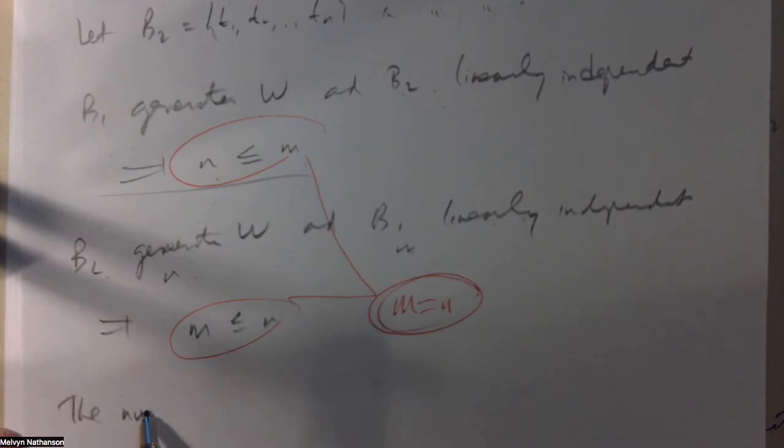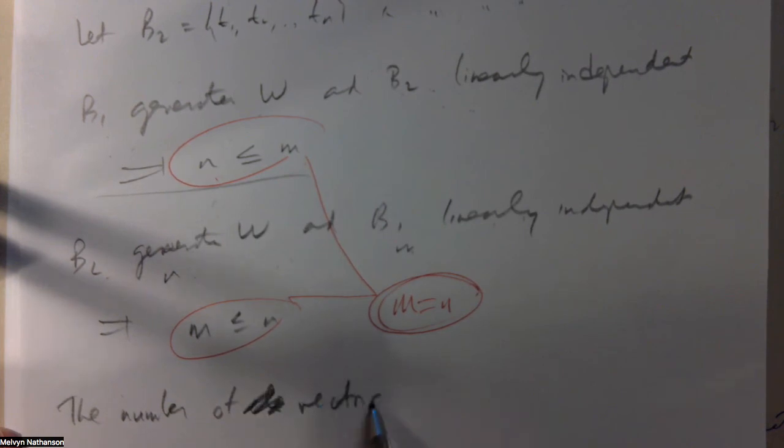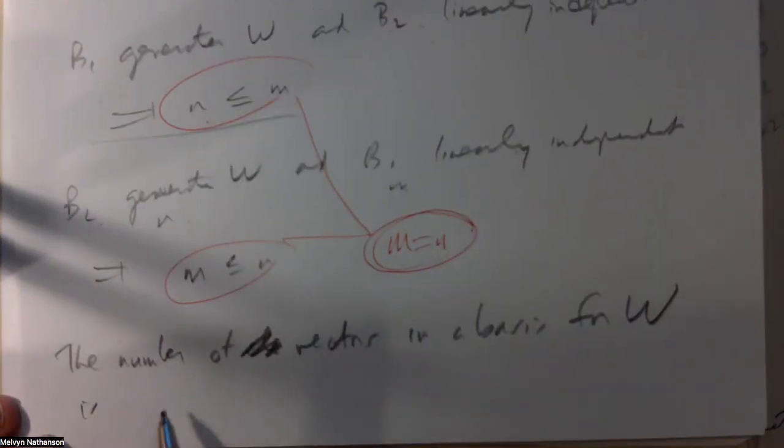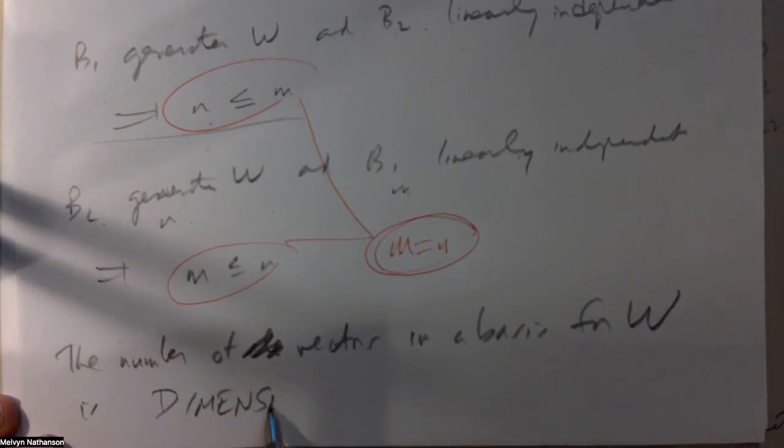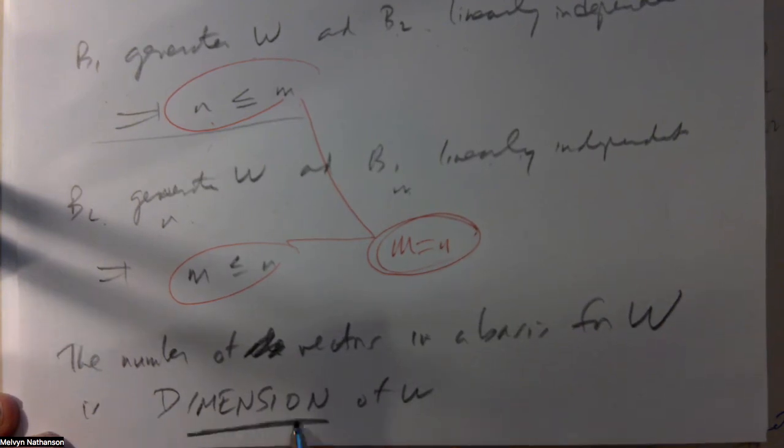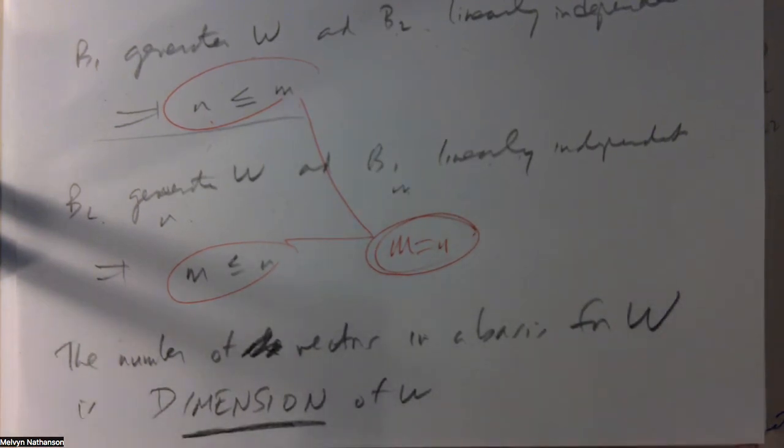So the number of vectors in a basis for W is what is called the dimension of W. The dimension of a vector space is unbelievably important in linear algebra and everywhere else in mathematics. And this is the definition based on the theorem. If you have a subspace of a vector space and you have two bases for it, linearly independent sets that generate the subspace, all bases have the same number of elements, and we call that the dimension.